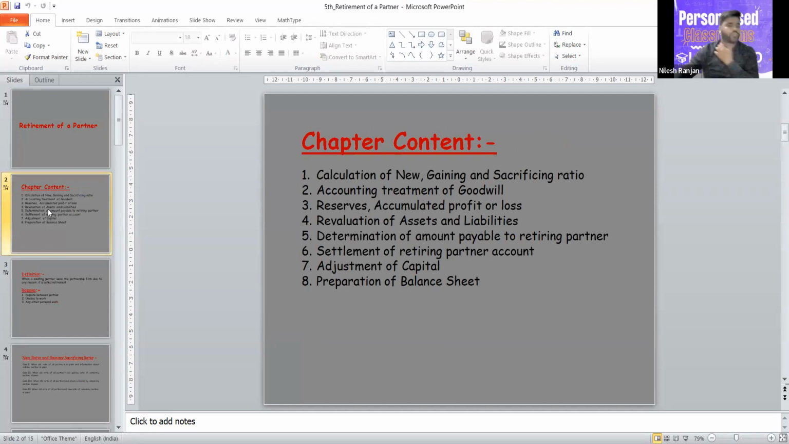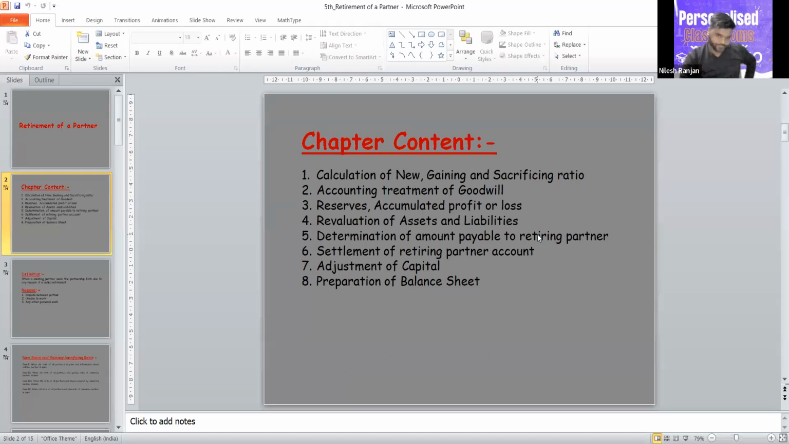So you can see in this chapter, now there are only two or three topics we have to discuss. First is topic number 6, 7, or 8, because we have already discussed topics 1 to 5. We have done gaining sacrificing ratio, goodwill, reserves, accumulated profit or loss, revaluation, and right now determination of amount payable to retiring partner.